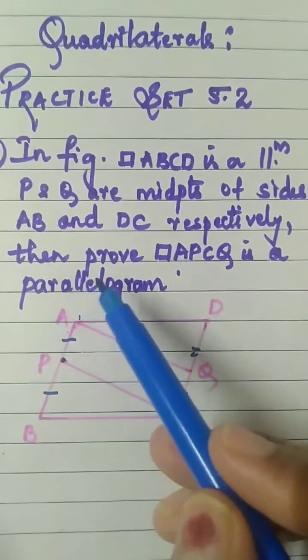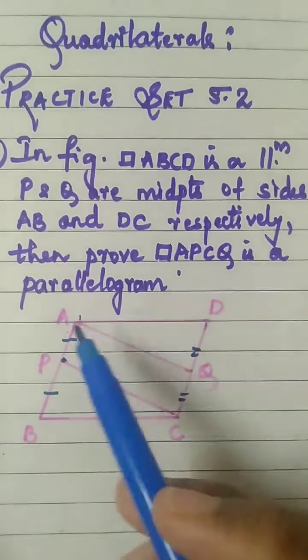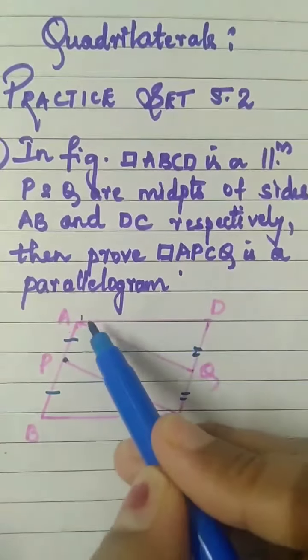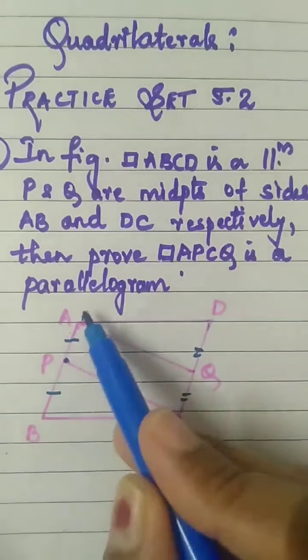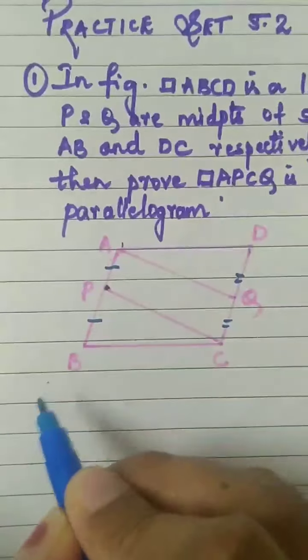Now what we have to prove? We have to prove that quadrilateral APCQ is a parallelogram. APCQ, this quadrilateral, we want to prove that it is a parallelogram. So let's start. Start with given.